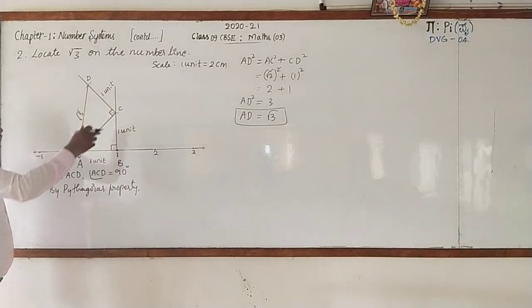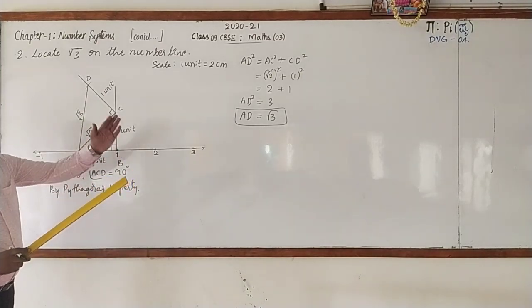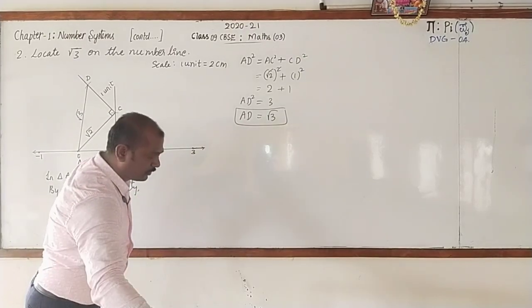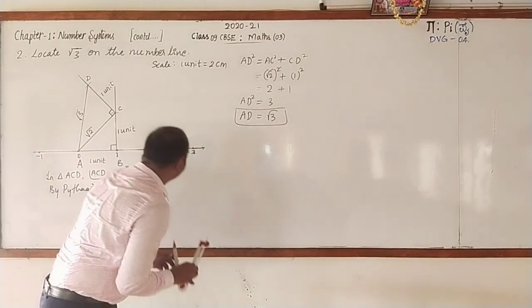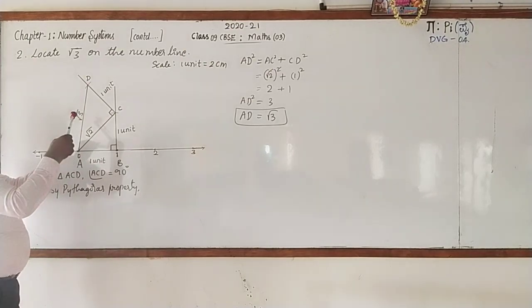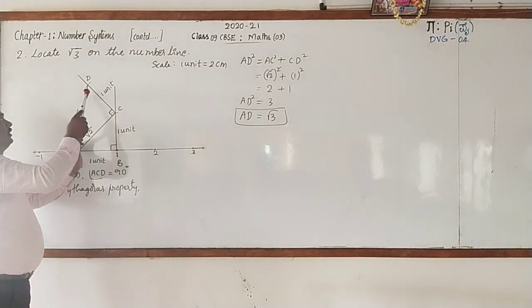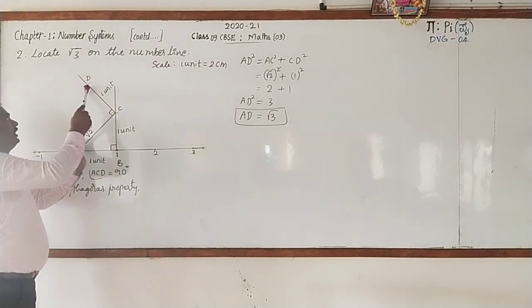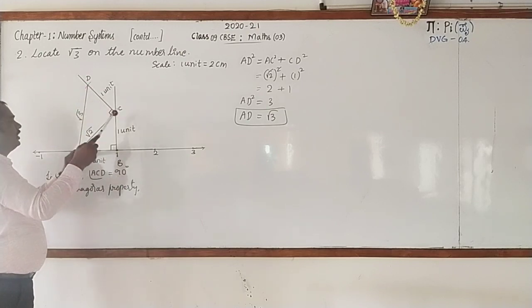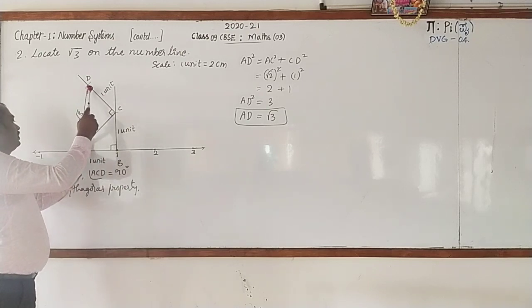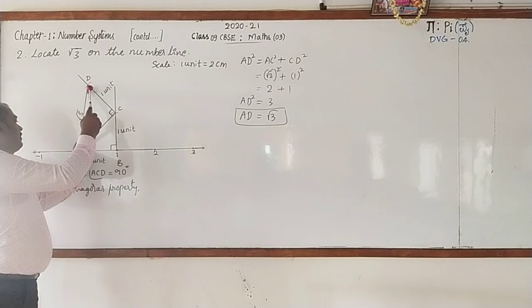Now this root 3 should be represented on the number line. So I take the length AD, and this length should be represented on the number line. You may draw an arc with A as center and AD as radius. Draw an arc.